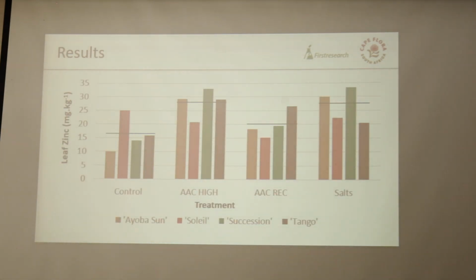Okay, so the results. So this is for the zinc and all the cultivars, and the black line is sort of just the average. So the control that was unsprayed was the lowest, thankfully. That's always, when the control is the lowest, we're all glad. And then what's interesting is the recommended fancy amino acid chelated product was the second highest or third lowest.